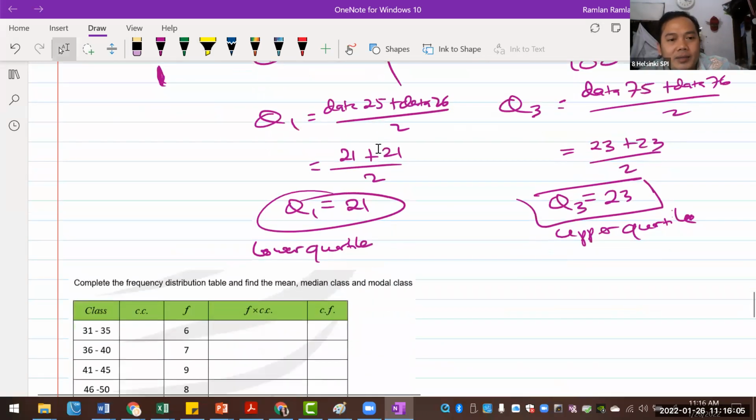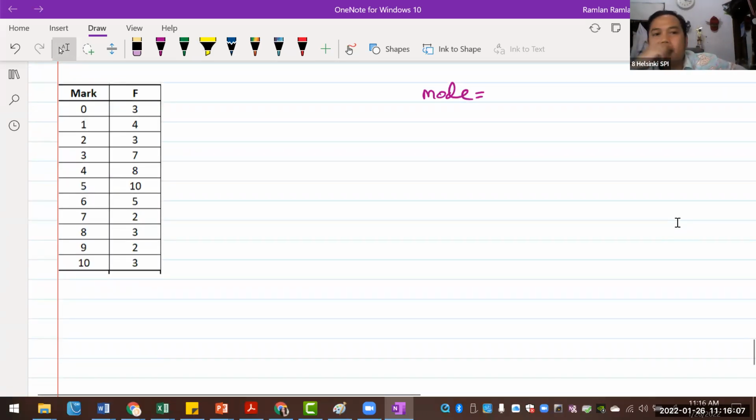Oke, kalau yang ini berarti gimana? Berapa? 5. Iya, 5, betul. So again, guys, mode is very easy because we don't need to calculate anything. We only need to see where is the data in which it has the highest frequency. The highest frequency from this table is 10, which means that the mode is just 5. Gitu ya, gampang kan? Lanjut.